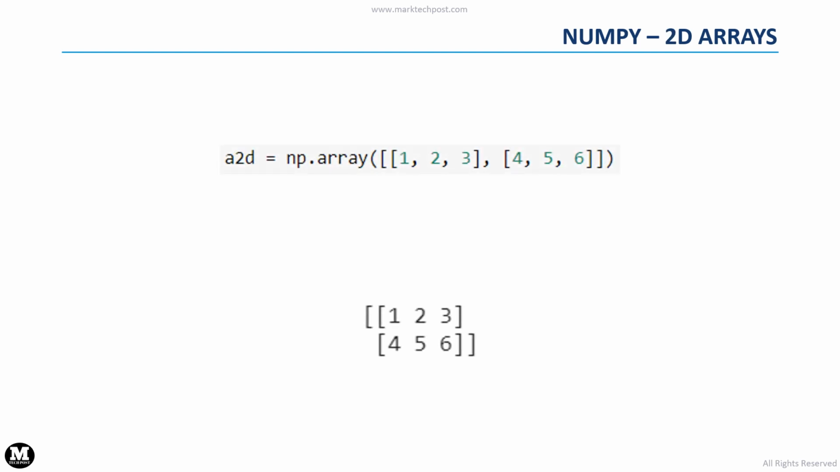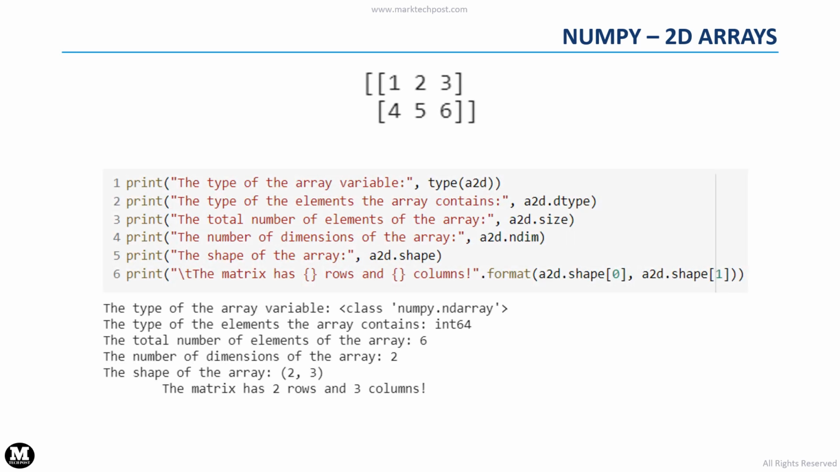To create a two-dimensional array, we can use again the array method. Let's see what changes with two-dimensional arrays. The size attribute tells us that there are 6 elements. Thanks to the shape, we know that we are working with a matrix of 2 rows and 3 columns.